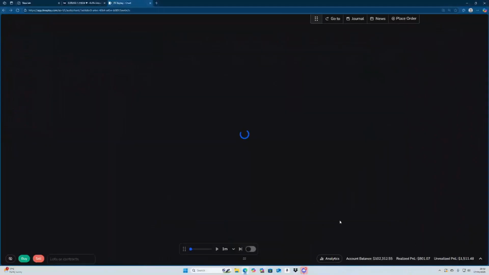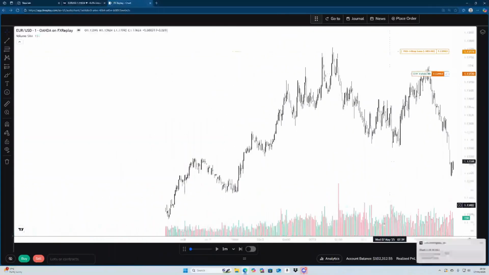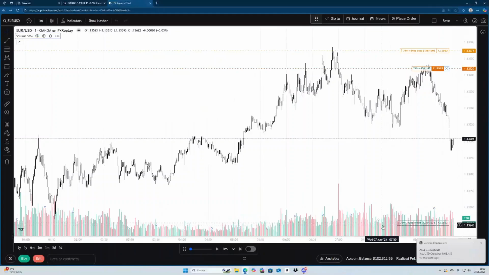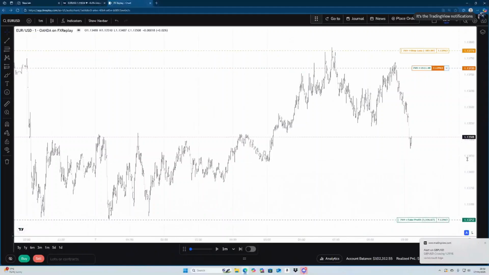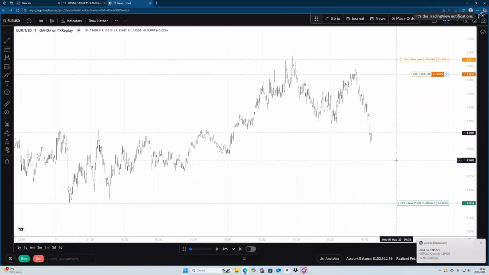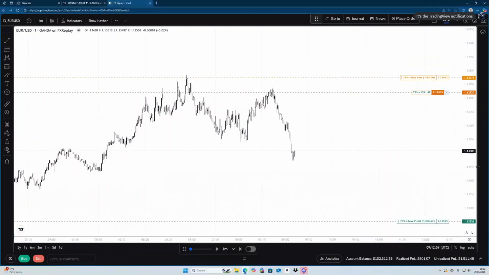And there you go, TP would have got hit as well, by the way. So that would have been an extra 1.5%. So maybe like 4 or 5% from 2 wins and 3 losses. 4.5% in profit. So nice.